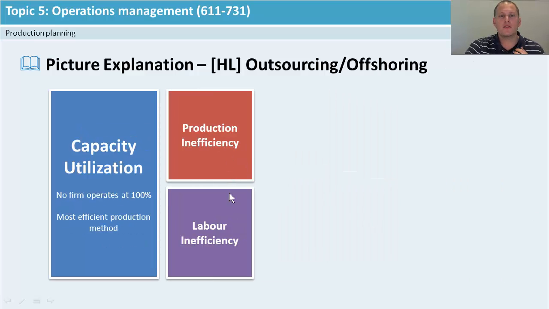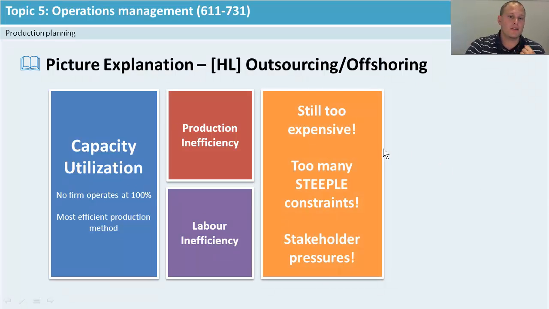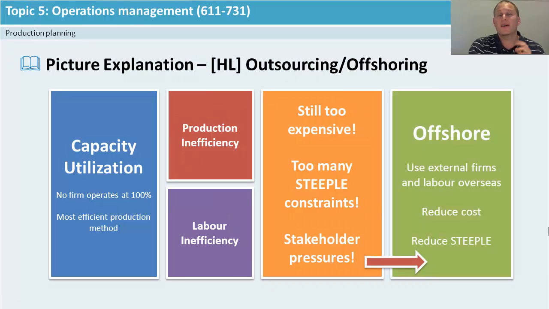Alright, now that we've got this idea of production inefficiency and labor inefficiency, what do we do? Well, basically it's still too expensive, and there are too many STEEPLE constraints, and there are too many stakeholder pressures. All of these things add up to the idea that it's just too much of a hassle. Even though we outsourced, we did it to a different state or to a different firm, we brought in subcontractors and it still hasn't worked out. They might just say, look, there are just too many constraints. There are too many laws, too many pressure groups, too many government restrictions, and the shareholders just want greater and greater profit.